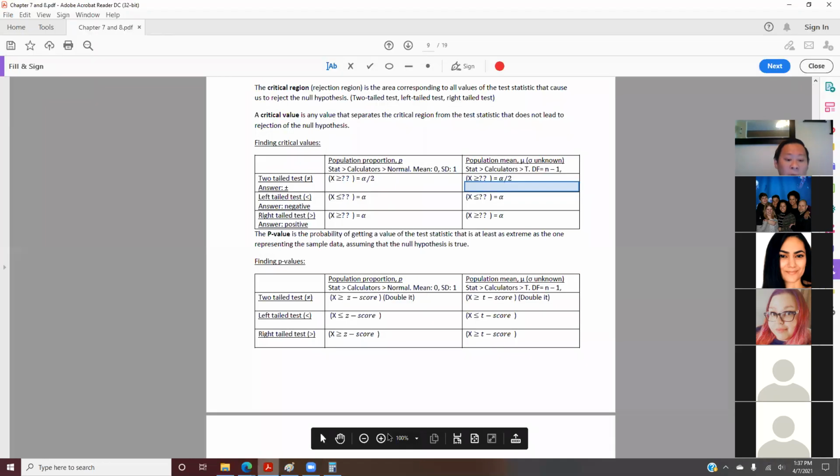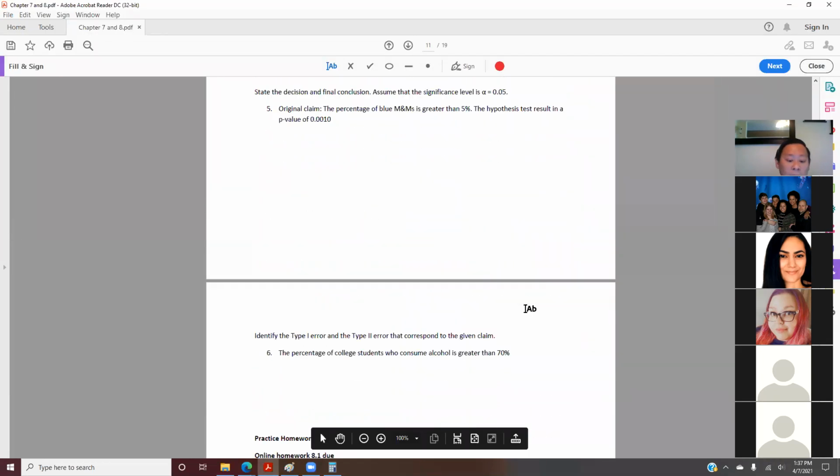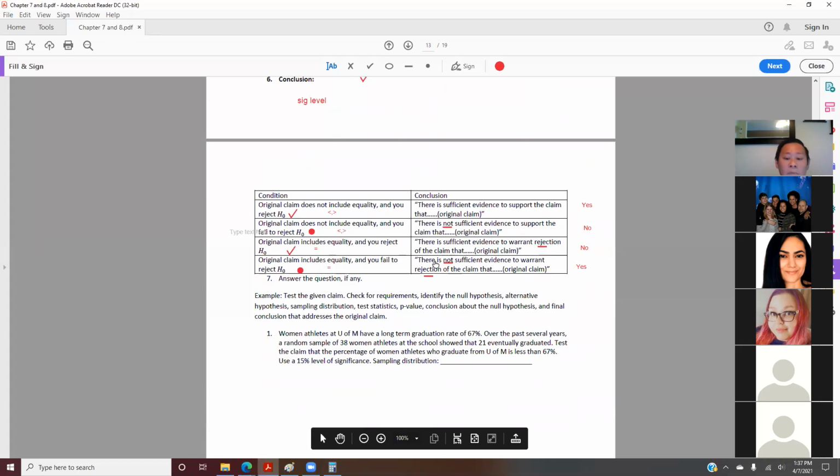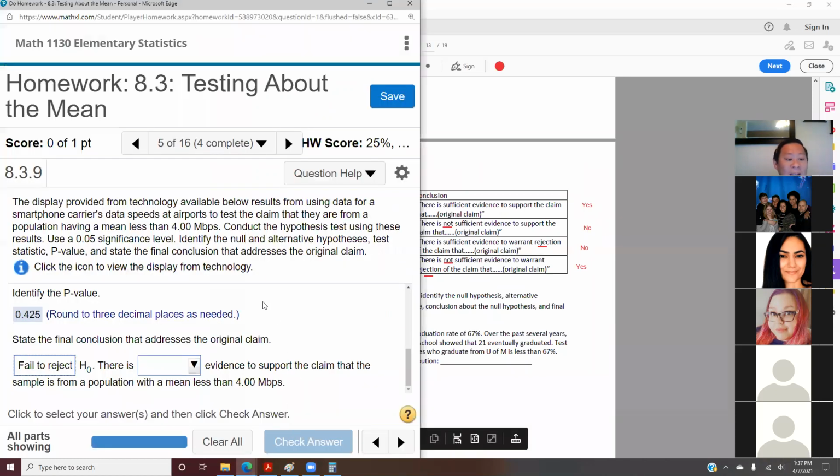Now we're going to use our table. There is not sufficient evidence to support. Do we have equality or no equality? That is not sufficient. Very good. Every time you fail to reject, the word not appears. So there is not sufficient evidence to support the claim, because there is no equal sign. The claim says there are less, so there is not sufficient evidence. This is why your homework is easy, because you don't write it out.